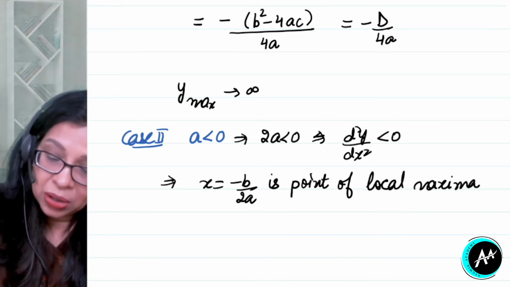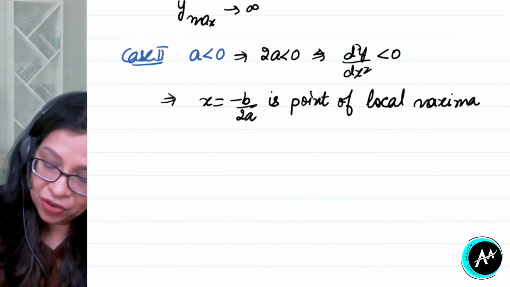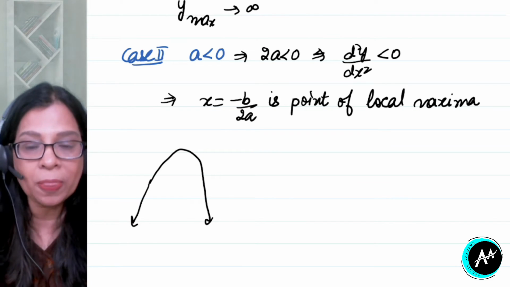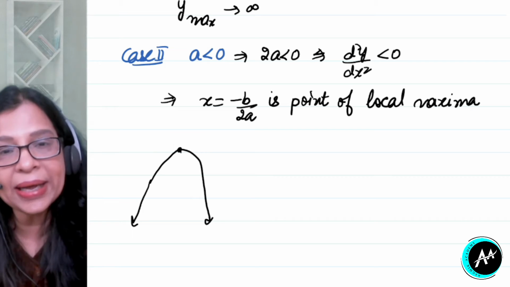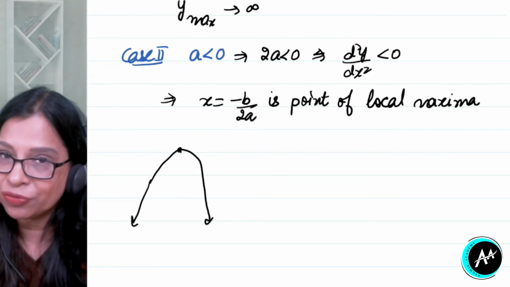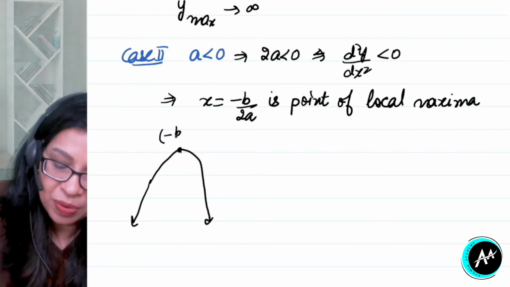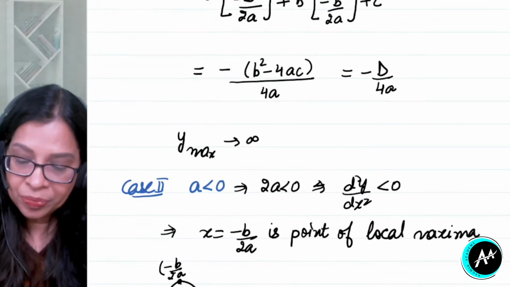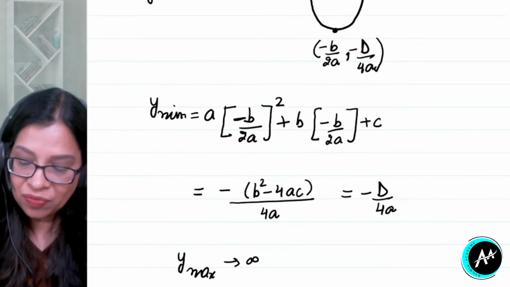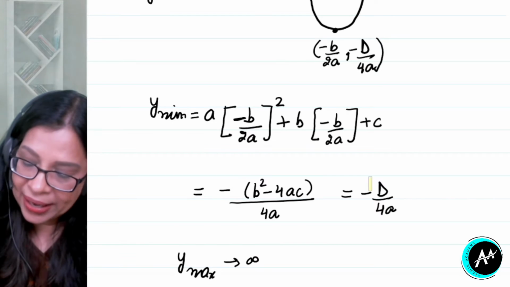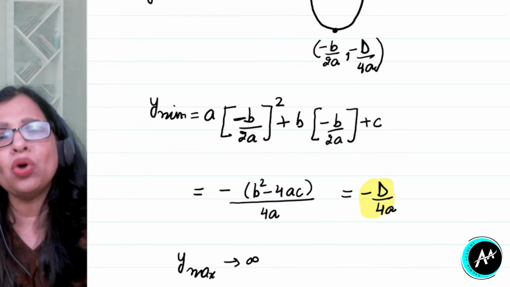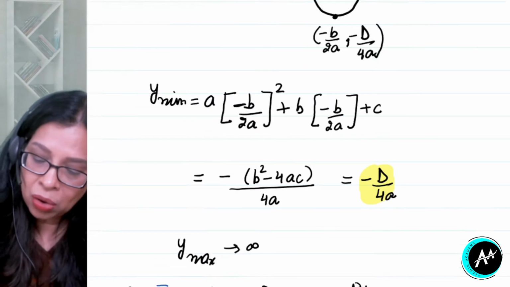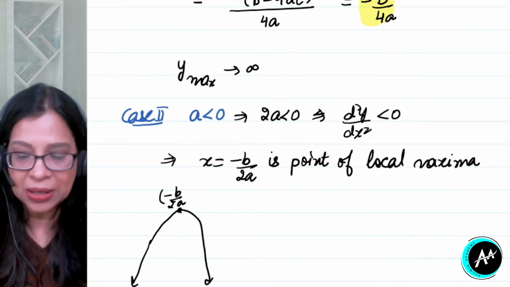What about the graph? In this case, since a is negative, the parabola will be opening downwards. So we will have this downward parabola, and the vertex will be the maximum value, because no part of the parabola will be above that. The x coordinate will be minus b upon 2a. And just as in the previous case, if x takes the value minus b upon 2a, then y takes the value minus D upon 4a. The only difference is, if a was positive, this was the minimum value; now, if a is negative, this is going to be the maximum value.